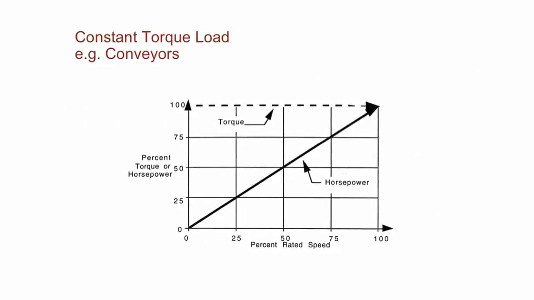There's really two types of loads that are out there. There's constant torque and variable torque loads. Constant torque loads, the torque required out of the motor in this application is the same. It's constant over the speed range of the application. So a conveyor is a good example of this.